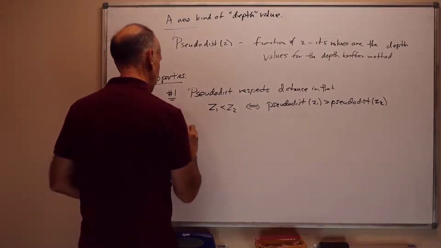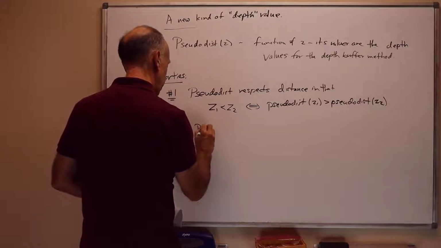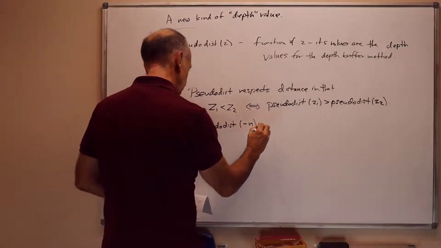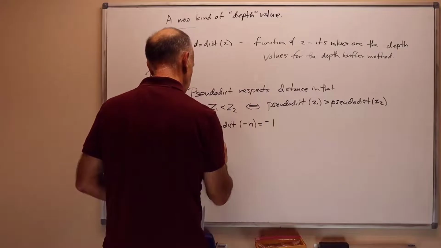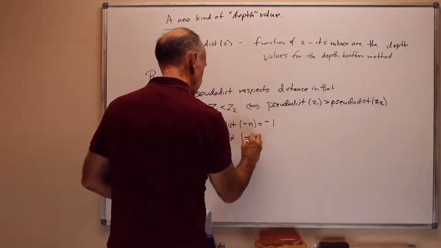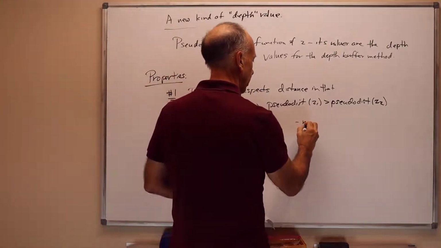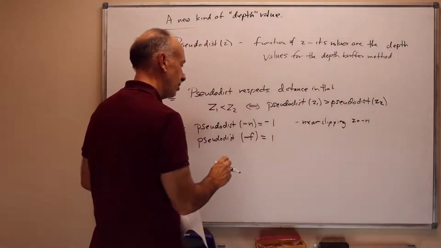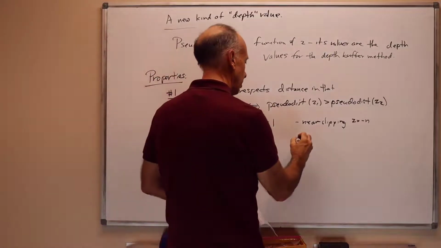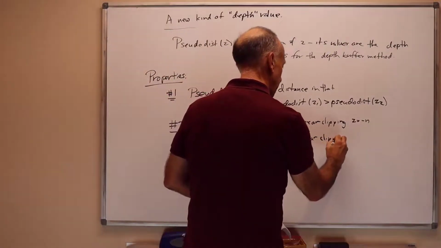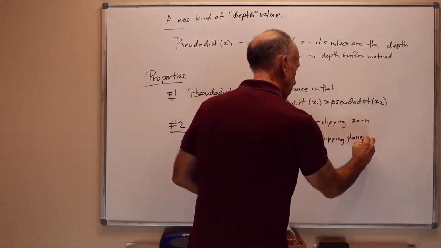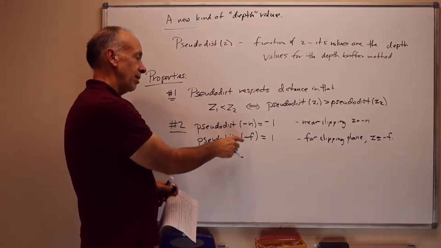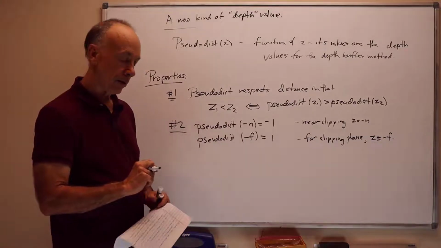The other thing, and this comes back to the near and far clipping plane, is that we're going to have pseudodist of minus n equals minus 1, and pseudodist of minus f equals 1. So this is the near clipping plane, z equals minus n, and the closest objects that are viewable get a distance value of minus 1. And there's the far clipping plane, where z equals minus f, and the pseudodistance of things at z equals minus f get a value of 1.